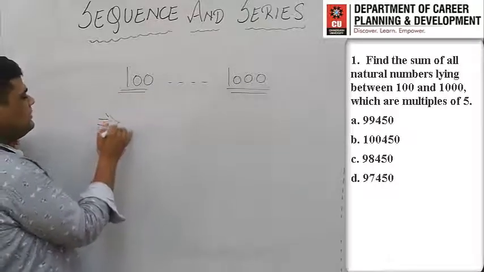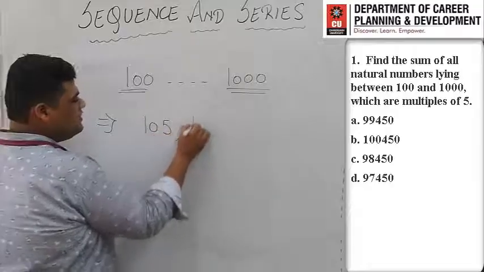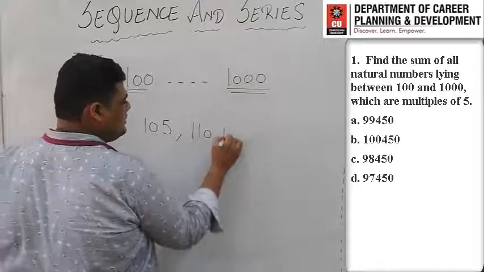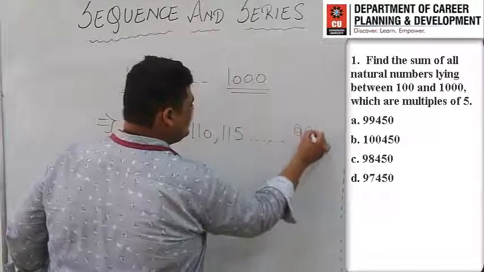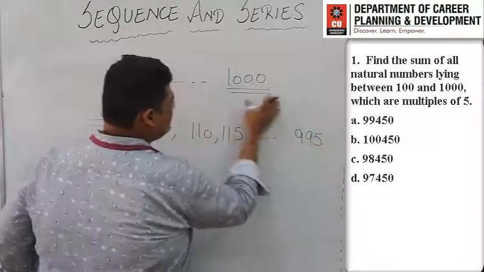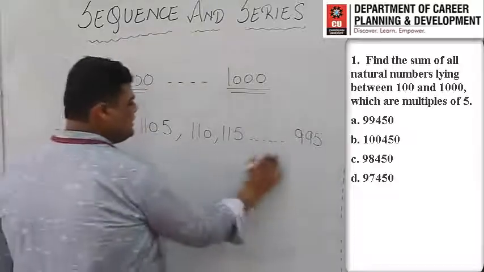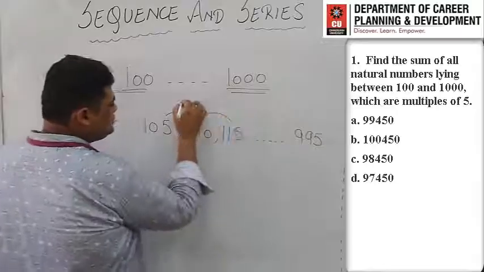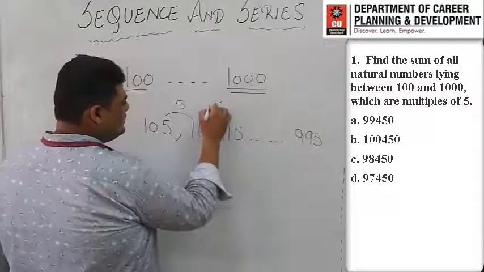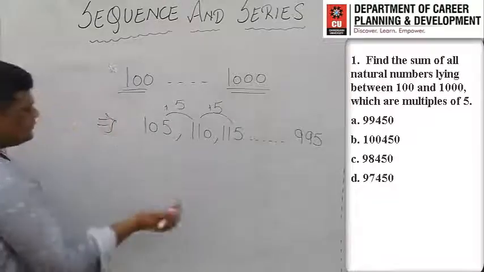So the series will be: first term 105, next term 110, and then 115, continuing till the last term, which will be 995. 1000 minus 5 is 995. So this will be the series. Now here we have the common difference of 5. So this series is in AP.